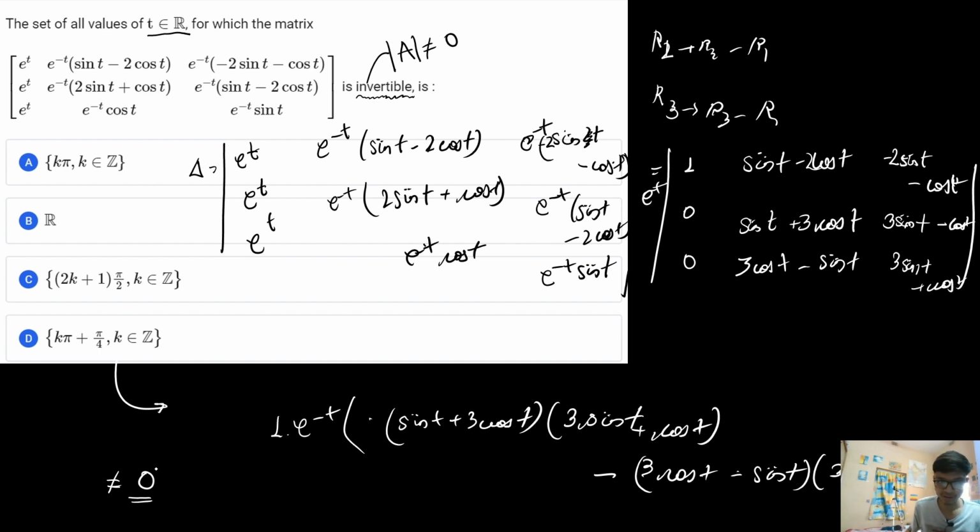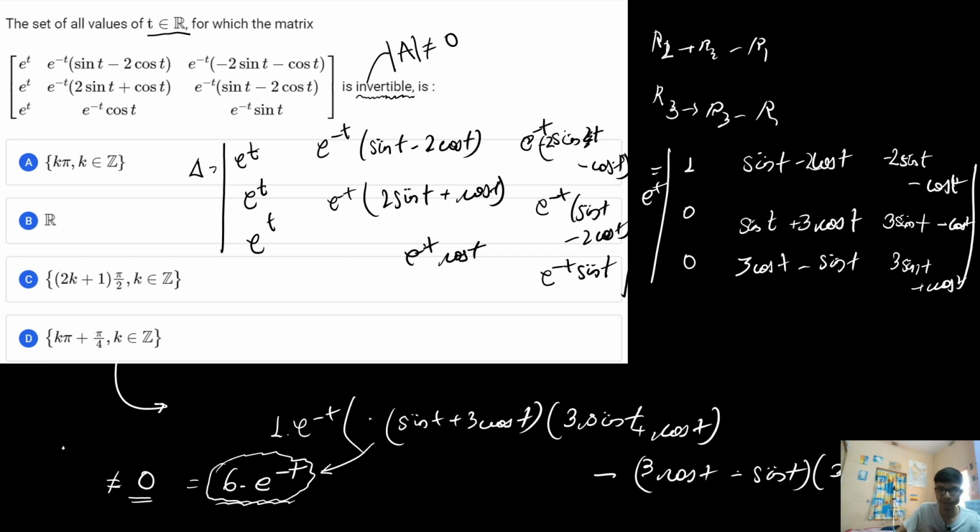If you compute this result, it will come out as 6 into e to the power minus t. I hope this particular calculation is correct. I have calculated it in my rough note, you can also try the calculation on your own and get to this result. So the value of the determinant is 6 into e to the power minus t. Now if you get this result, that means this particular result cannot be 0.